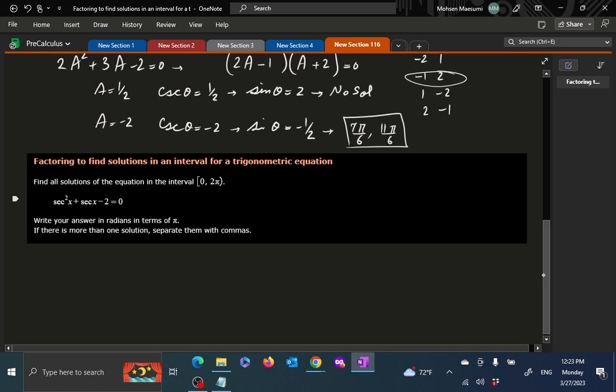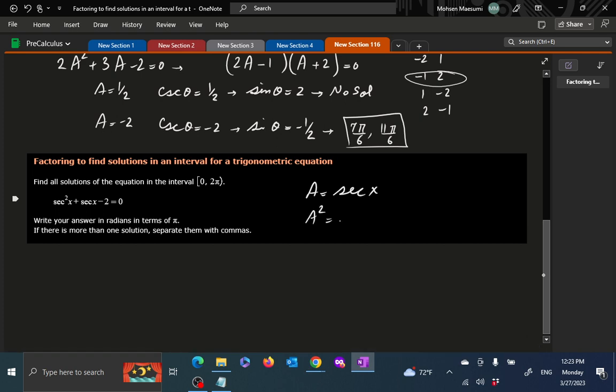This is an example on secant, same approach. A is secant of x. So a squared is secant squared of x. So I'll have a squared plus a minus 2 is equal to 0. We factor that: a plus 2 times a minus 1 equals 0. That tells me a root of this one is minus 2 and the root of the second one is 1.